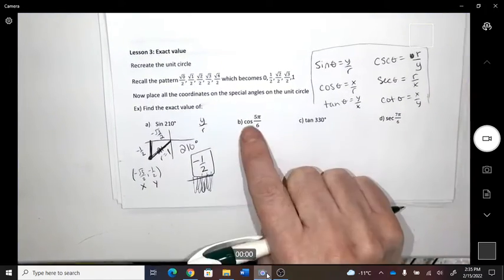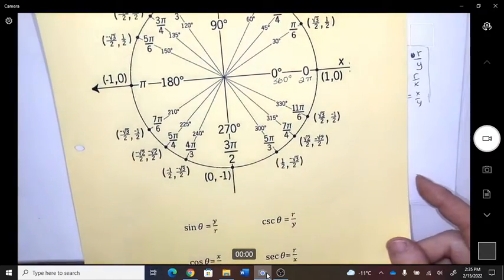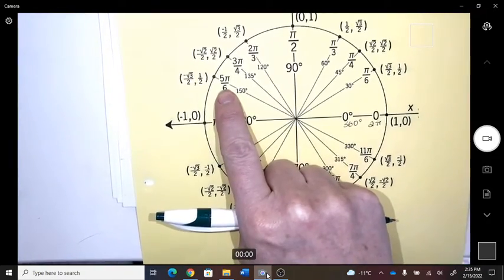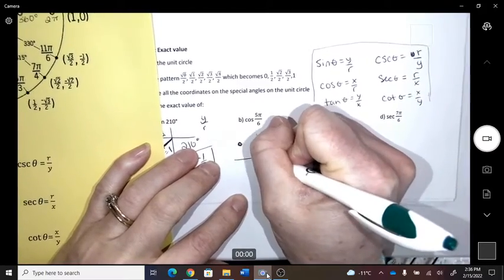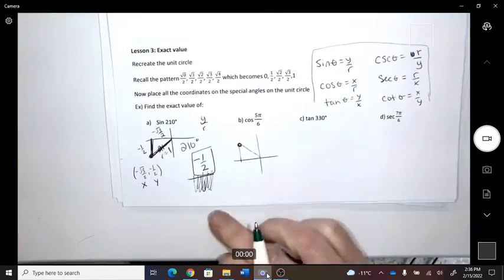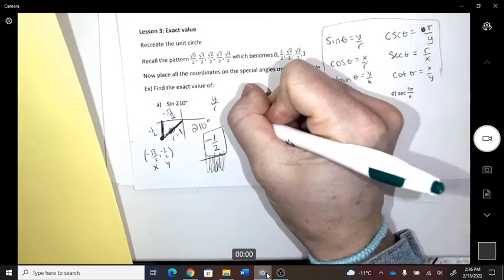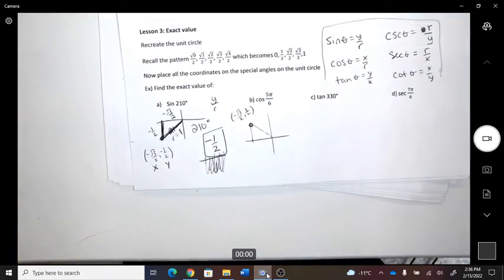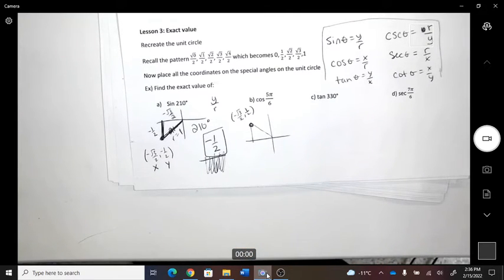Okay, cos of 5 pi over 6. Okay, look at your circle. Where is 5 pi over 6? Up here. So, okay, are you good there? That's the location. That's what it says on your circle. Okay, you don't have to do this if you're already comfortable. This is the last time I'm going to do it this long way. Oh, I need to turn that off.